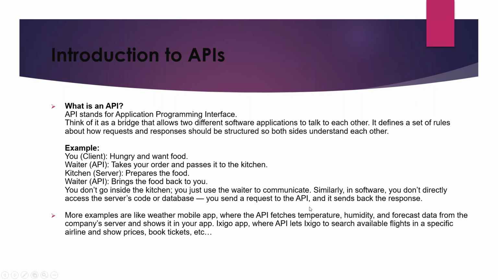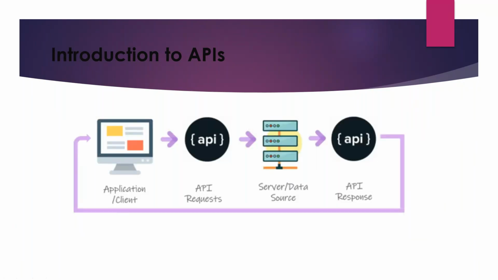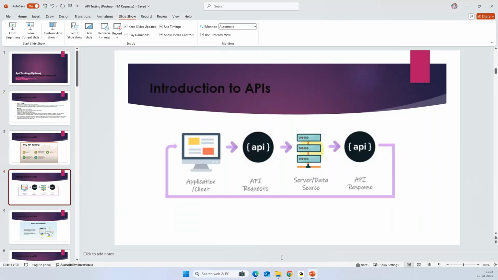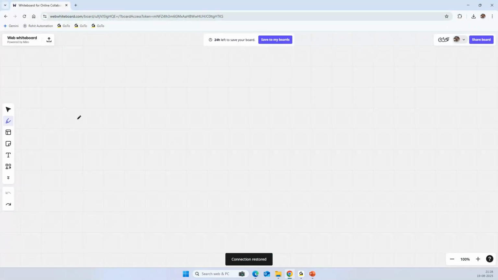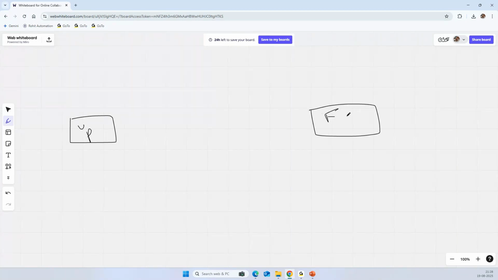Let me just do one thing very quickly. I have my whiteboard ready. So here, this is Facebook, and here you're providing the username and password. And this is the Facebook server. Once you have provided the username and password and clicked on the login button, one signal is going to this Facebook server. Basically, that signal is the API, which is going to this Facebook server.